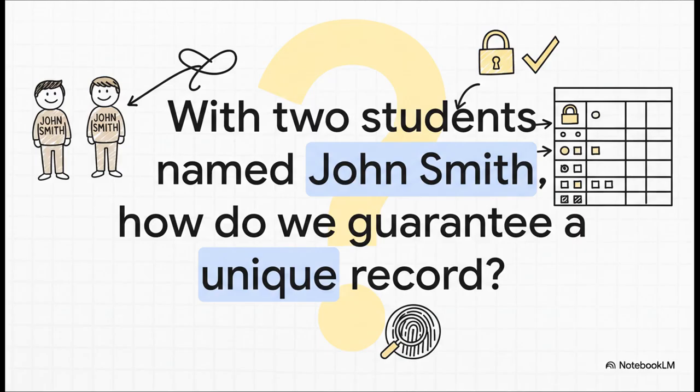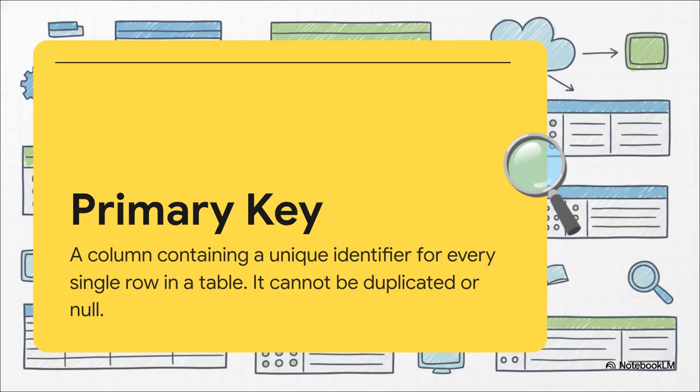Seriously, just think about that for a second. A brand new John Smith enrolls. How does the system know he's not the other John Smith? How do you make absolutely sure you're giving a grade to the right person? Names just aren't reliable enough. We need a unique identifier that is guaranteed to be different for everyone. And that solution is called the primary key. That student ID column from our table, that's a perfect example. That's our primary key. We could have 10, 20 students named John Smith, but the student ID 101 will only ever belong to one of them.